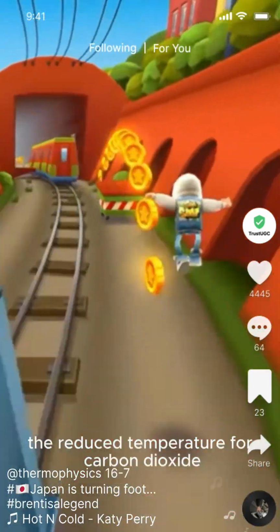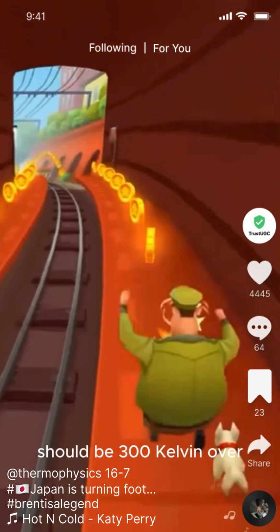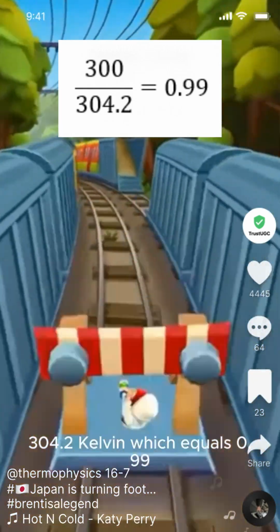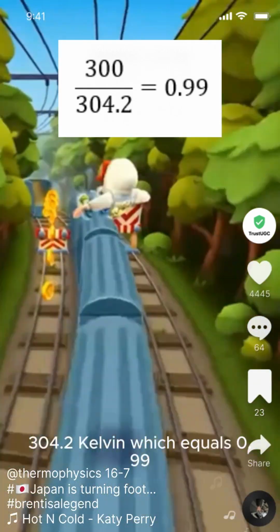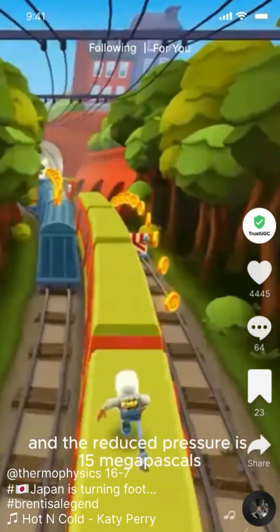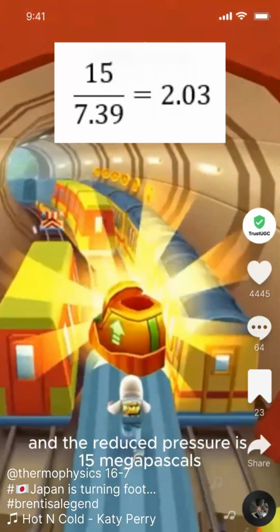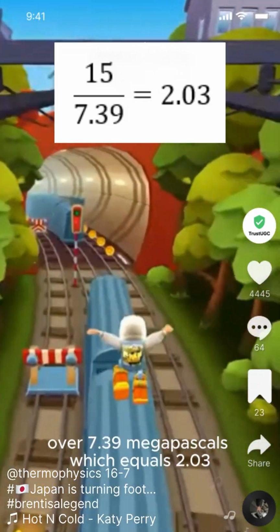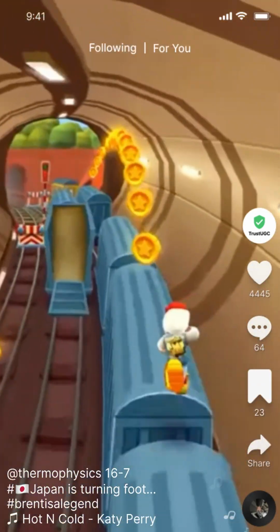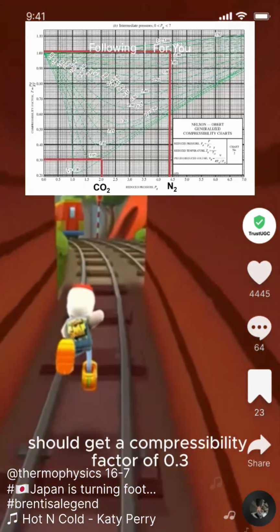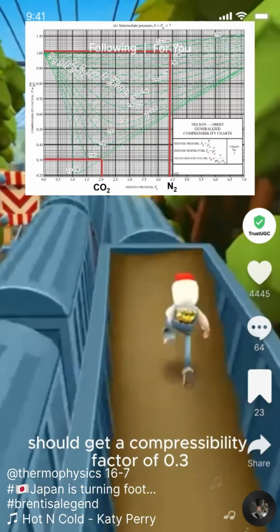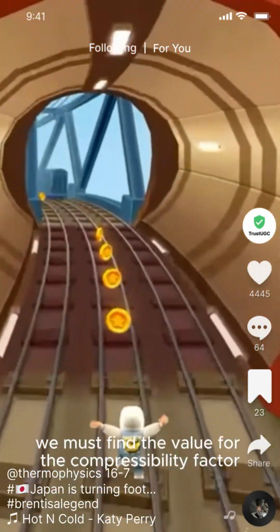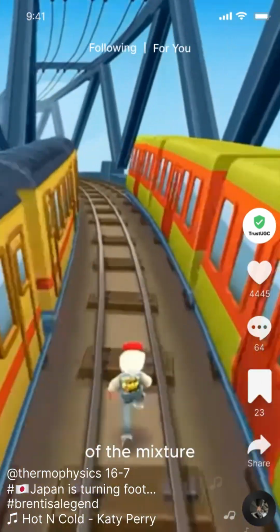The reduced temperature for carbon dioxide should be 300 Kelvin over 304.2 Kelvin, which equals 0.99, and the reduced pressure is 15 megapascals over 7.39 megapascals, which equals 2.03. These values on the graph should get a compressibility factor of 0.3. Next, we must find the value for the compressibility factor of the mixture.